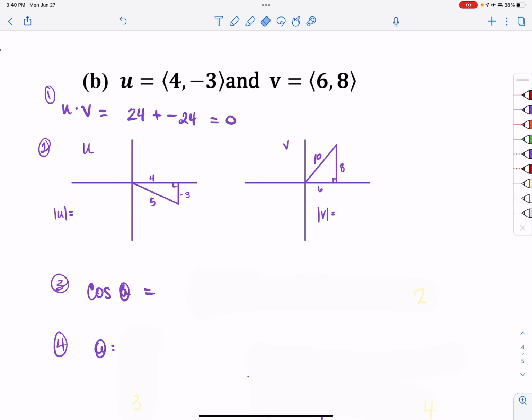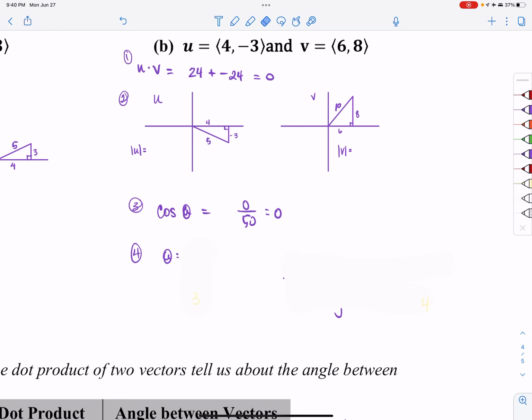Let's plug it into our formula. And so this is going to be 0, my dot product on top, divided by my two magnitudes, which is going to be that 5 times 10, which is where I got the 50 from. All right, so my cosine theta then is equal to 0. And so I really don't even need a calculator for that. Cosine is equal to 0 at 90 degrees.